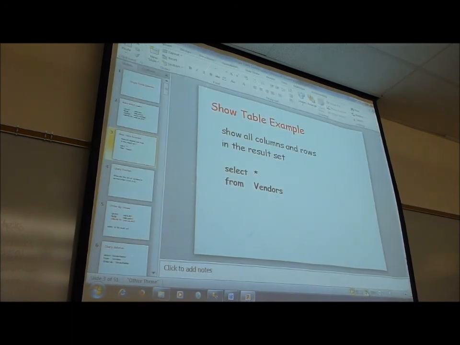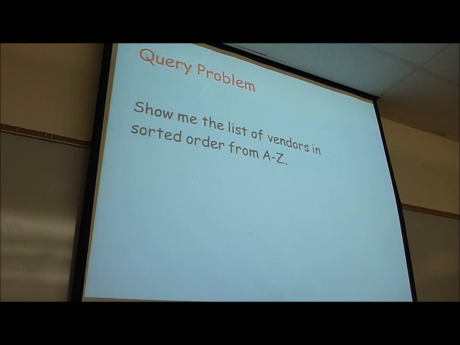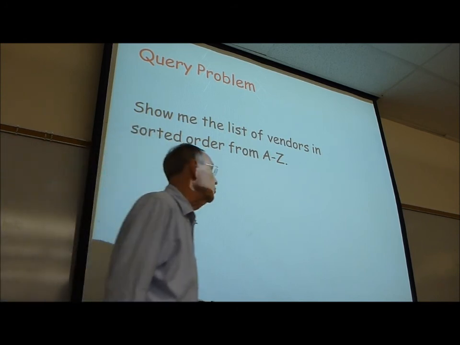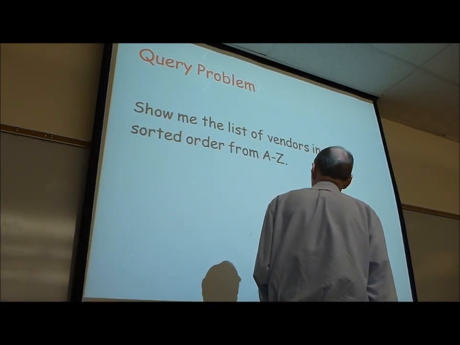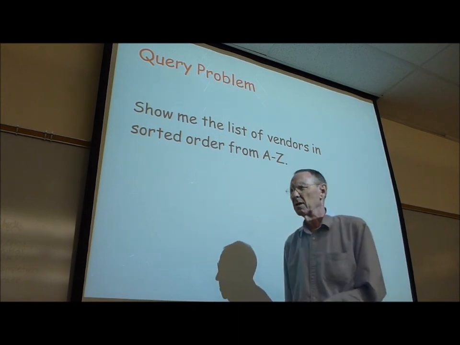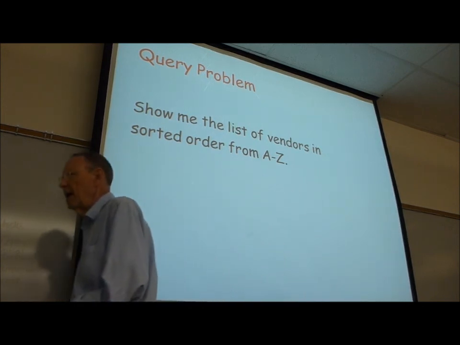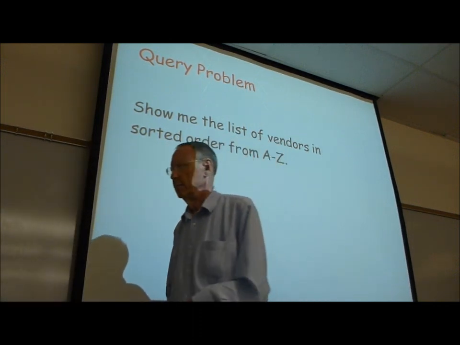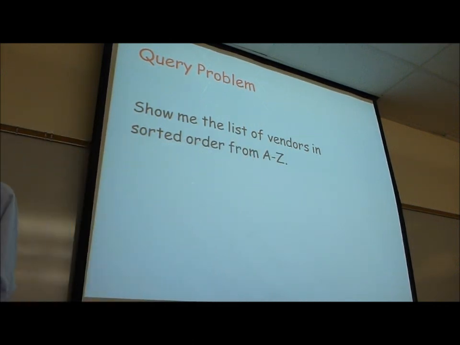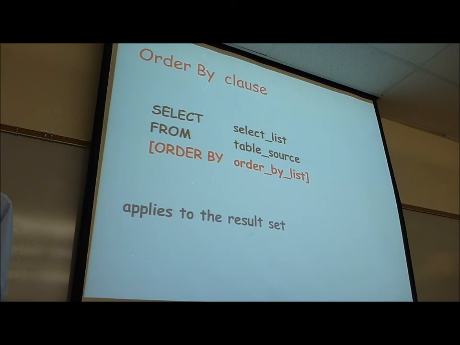Let's add some complexity. All right. Another little exercise here. Show me a list of the vendors in sorted order. Okay, I'm going to keep this one simple. I'd like to maybe just see the names or something like that. Let's talk about the ORDER BY clause, and then we'll do it.